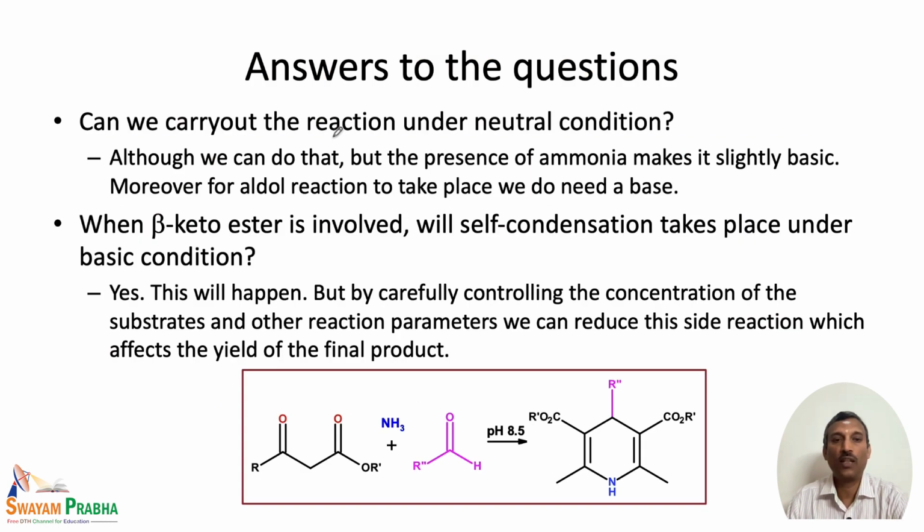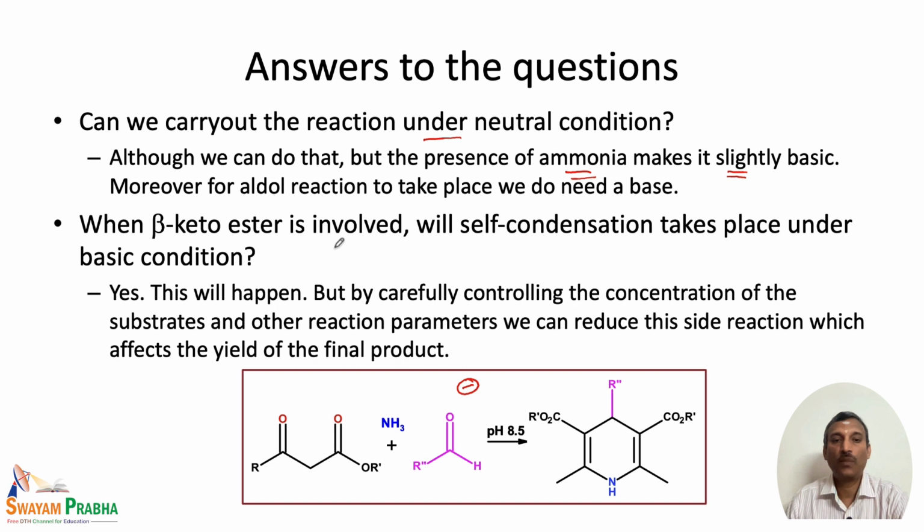So the first question, can the reaction be carried out under neutral conditions? We cannot carry out this reaction under neutral conditions. The reason is the initial step is the aldol condensation. So there we do need to generate an anion, and generating an anion under neutral conditions is going to be a little bit difficult. So that's the reason the use of ammonia actually makes the complete reaction mixture a little bit basic. So that is the base which is involved in the initial step, and this reaction cannot be carried out under neutral condition because this does require some basic reagent for initiation.